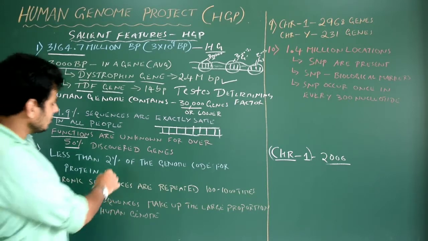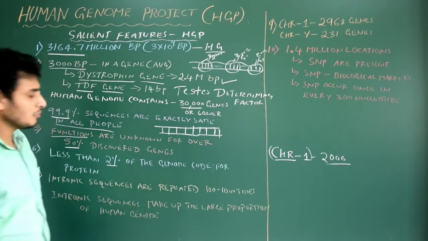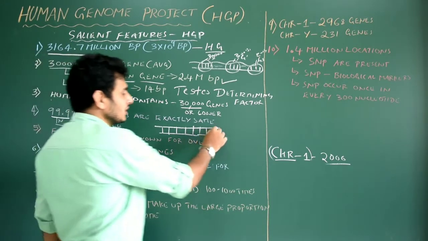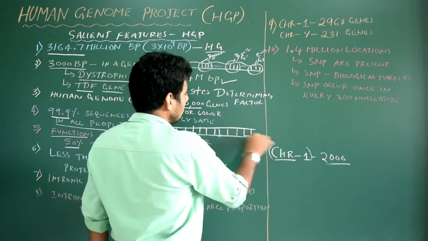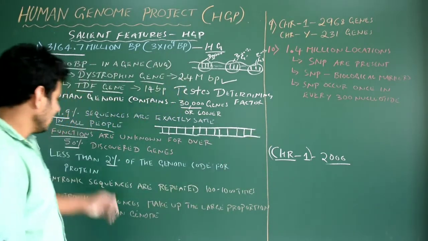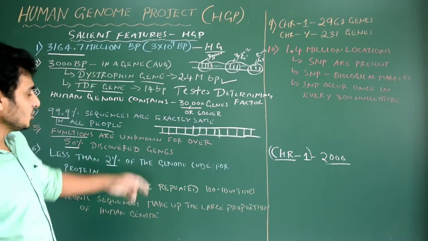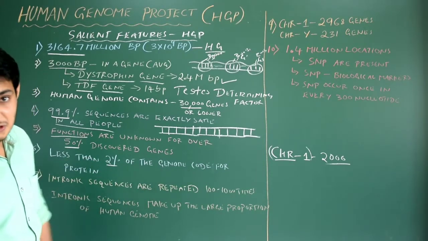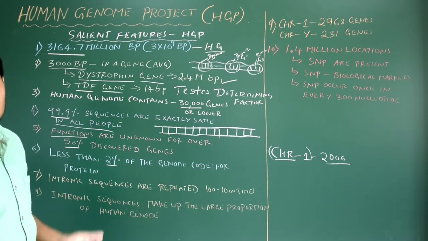Less than 2% of the genome codes for protein. I am not talking about the gene here. You take the entire 2-meter genome of the human cell, and only 2% of the genome actually codes for protein. Only 2%. What about the 98%? They don't code for protein.